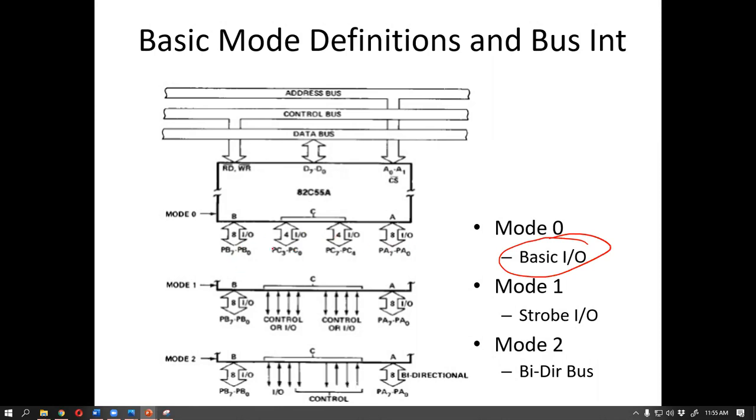Okay, these 3 ports: port A, port B, and port C upper and lower. All pins are simply input or output, not input and output at a time. Suppose this is port A, all are input, this one output. Or this is input and this is output. This is the simple basic input output work. But mode 1 is the advanced part.